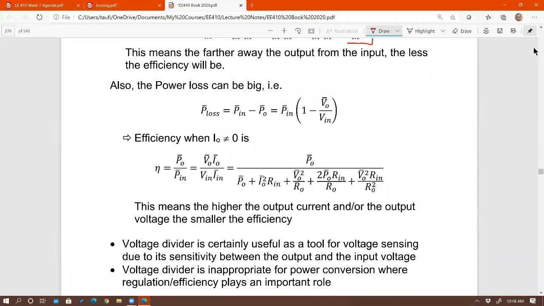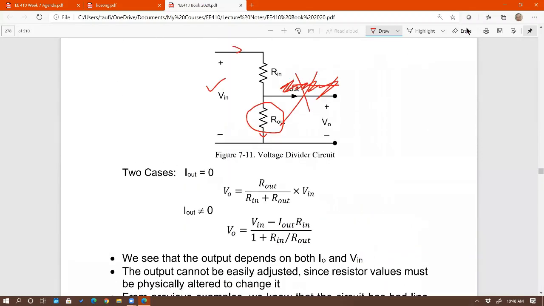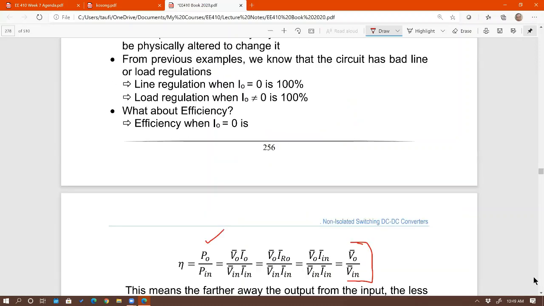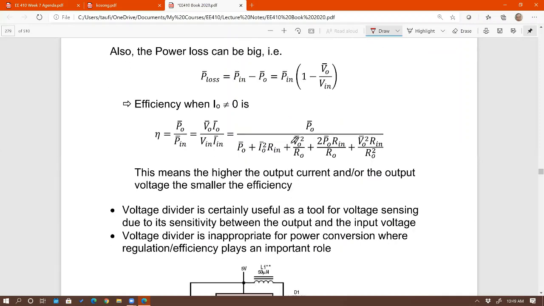Now, what if I load it? Where is it? Right here. I'm going to erase this. So now the load is right here. Then clearly I in is not the same as I out anymore, right? This is I in right there, and here's I out right there. So they're not the same anymore. So then we have a different equation. I won't go through the derivation, but here's the efficiency when I out is not equal to 0. It's a long equation, okay? And you can see from this equation that if the output current is higher, the efficiency is going to be smaller. And I do have the curves for this.